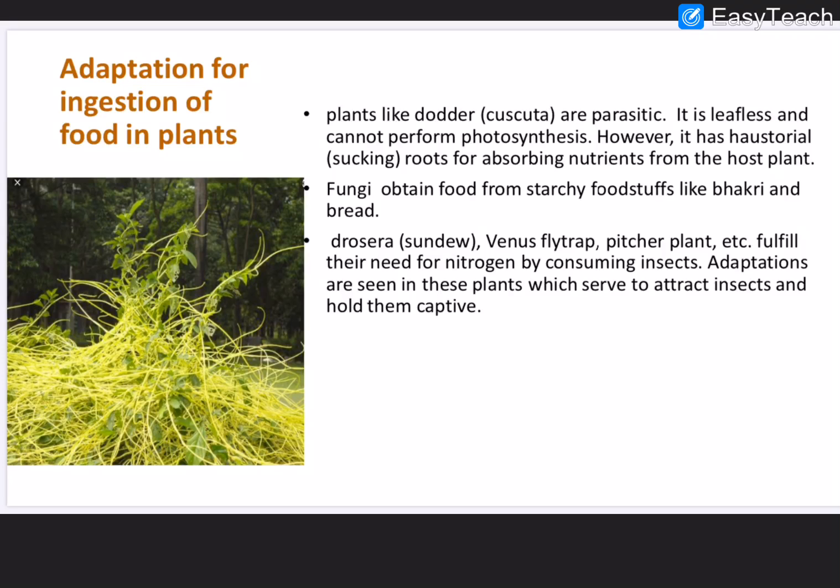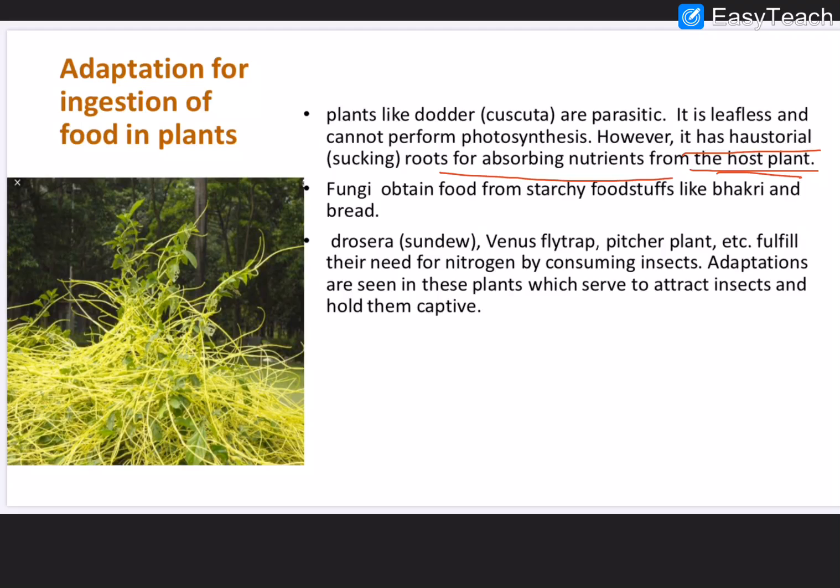It is leafless. You can see it is leafless and cannot perform photosynthesis. So they don't have leaves, so they cannot perform photosynthesis. It has haustorial sucking roots for absorbing nutrients from the host plant. So they do not produce food on their own, but they absorb nutrients from a host plant. Host plant means the plant on which they grow. So they absorb by sucking the nutrients through the roots of a host plant.